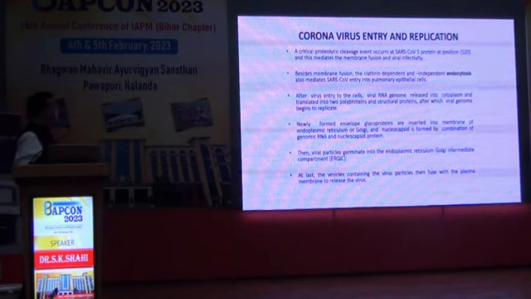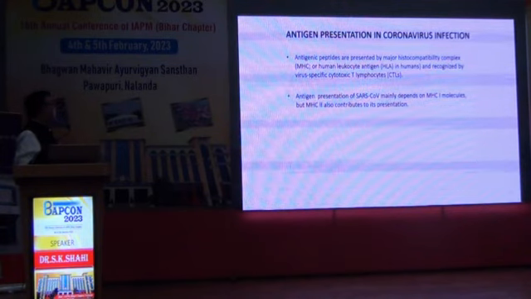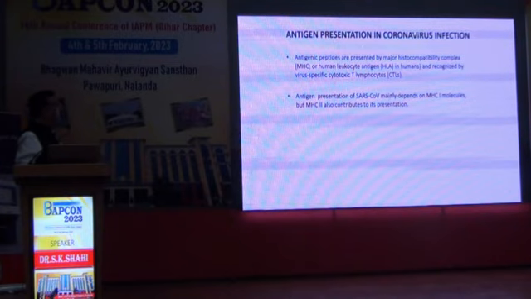This is the real pathogenesis. Then these viral particles bud into the endoplasmic reticulum-Golgi intermediate compartment, and finally the vesicles containing the virus particles fuse with the plasma membrane and release the virus. During that, our immune system is sensitized, and antigen presentation is done for the coronavirus.